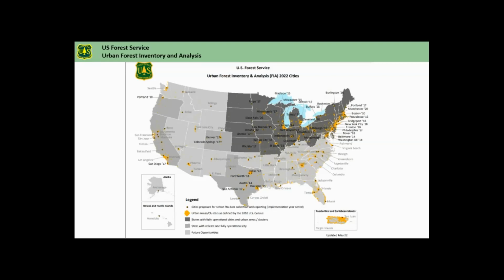Also, as of 2022, all of those dark gray states in the Northeast, anytime one of those randomly selected traditional FIA plots lands within an urban area, anywhere in those states, an urban FIA plot will be installed, and all of those area characteristics and tree data will be collected, whether the plot is forest or non-forest.